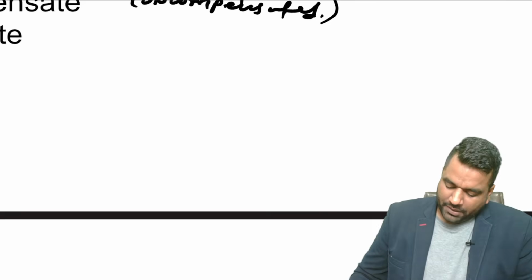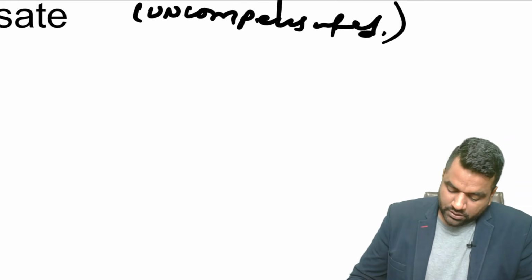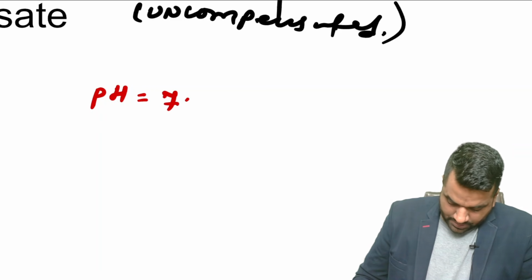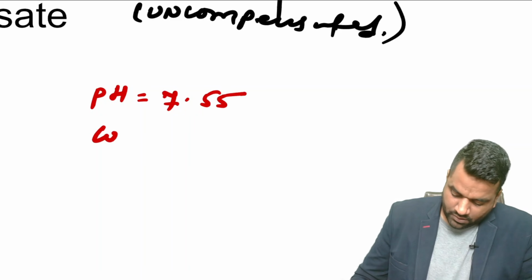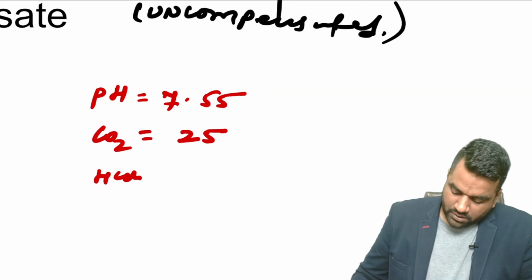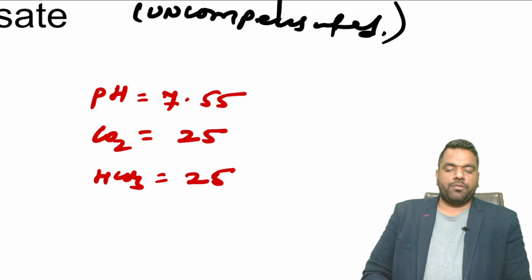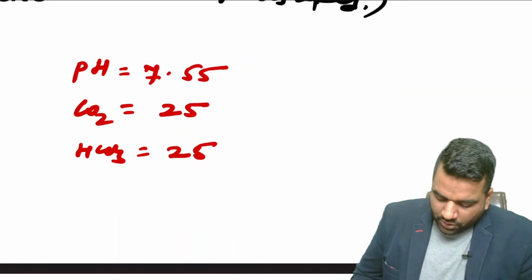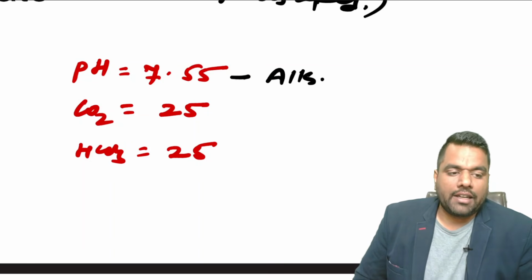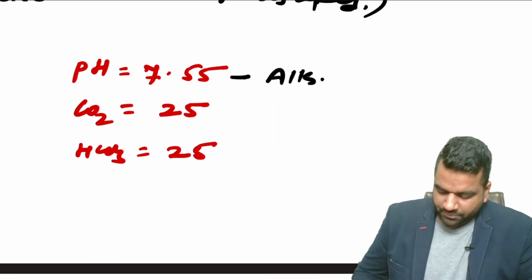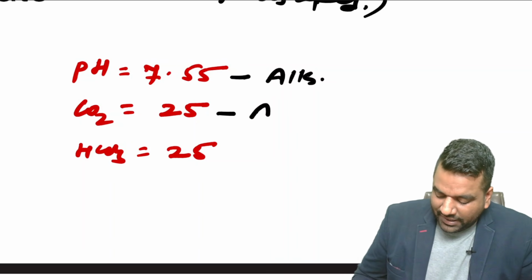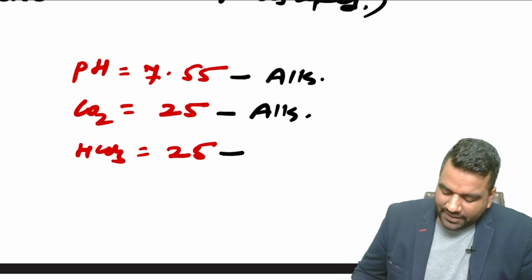Let's take another example. Suppose pH is 7.55, CO2 is 25, bicarbonate is 25. Now again follow the rule. What is the rule? Check the pH. pH is high, it means this is alkalosis. It is alkaline. CO2 normal, high, low? It is low. Low means it is also causing alkalosis. And bicarbonate, it is normal.